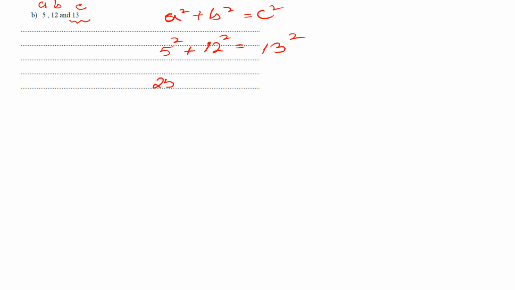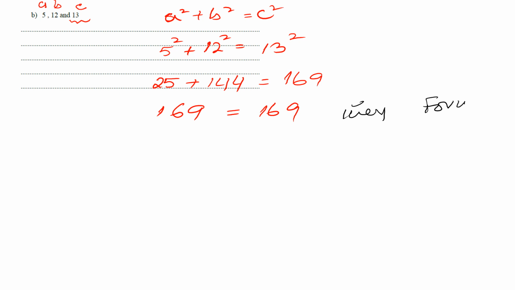5 square is 25 and 12 square is 144 and 13 square is 169. And 144 plus 25 gives us 169. Is 169 equal to 169? Yes, they are equal. So it means that they form a right triangle, because here the conditions are fulfilled.